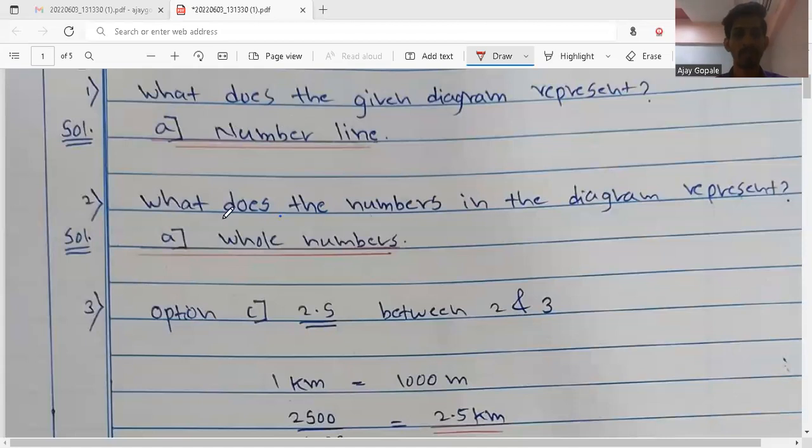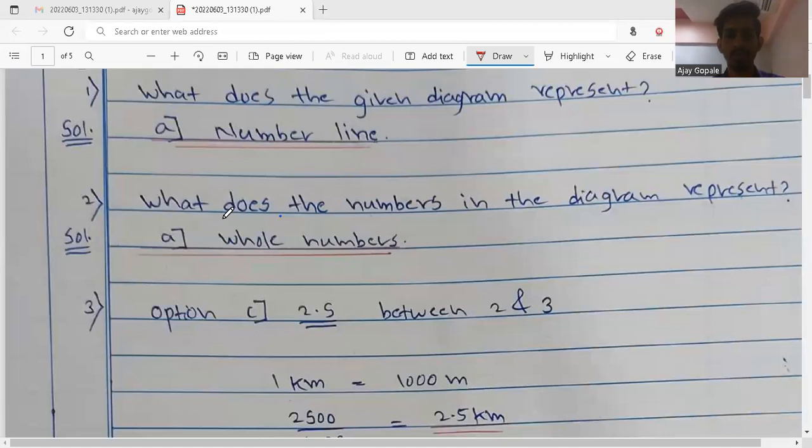Talking about the second question, what do the numbers in the diagram represent? You can see the numbers are starting from 0. So the numbers which start from 0 are called what? Whole numbers. So your answer for the second question should be option A, whole numbers.